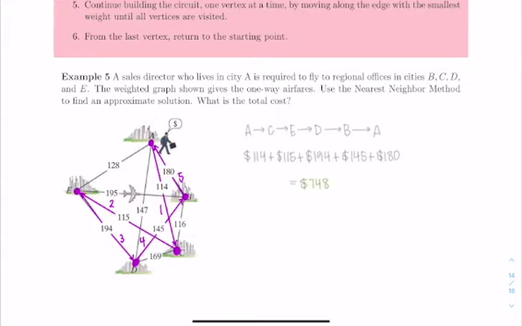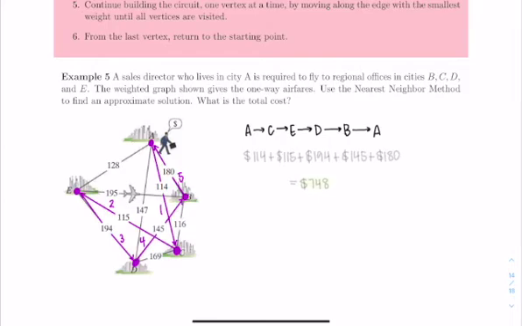So let's go ahead and write down what our circuit was. We went from A to C. From C, we went to E. From E, we went to D. From D, we went to B. And from B, we flew back home to A.